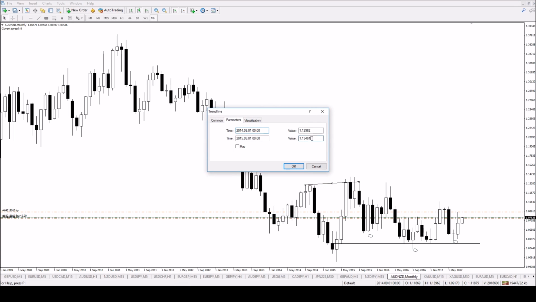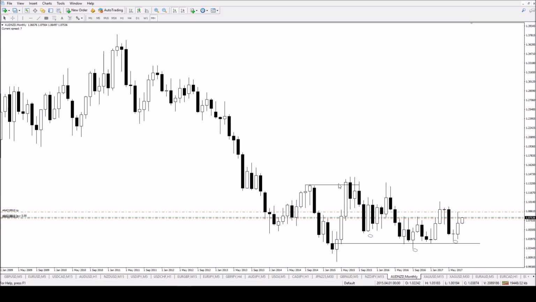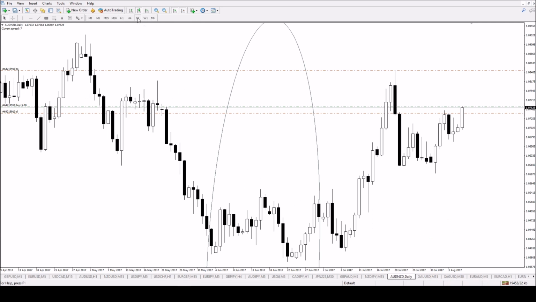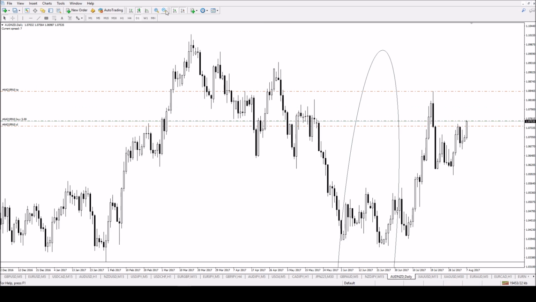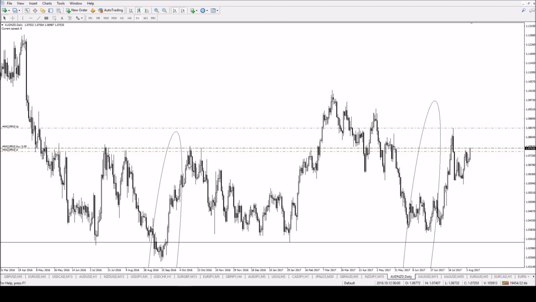So if I draw that out now, 1.12962, this is because of the lower low into the order block, right up, higher low, and we're pushing up higher now. Let me just get rid of these circles here because they're annoying.